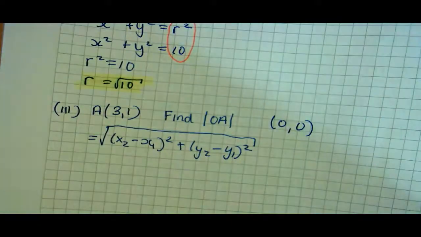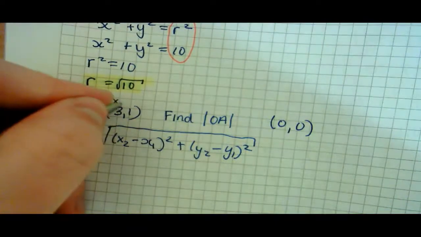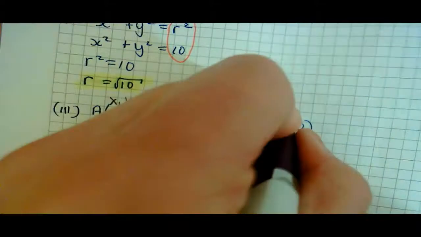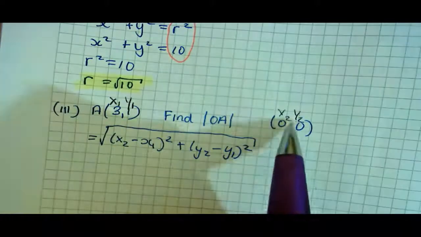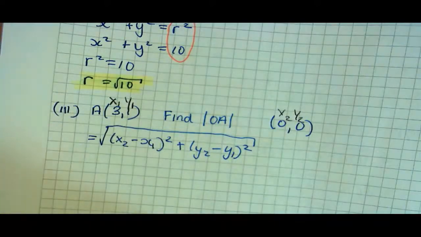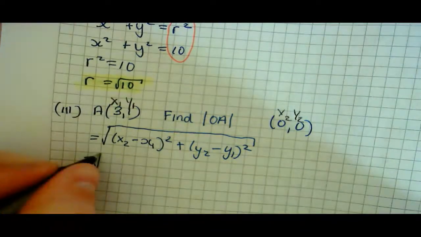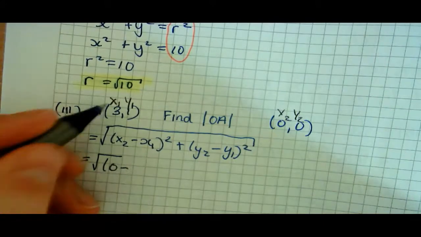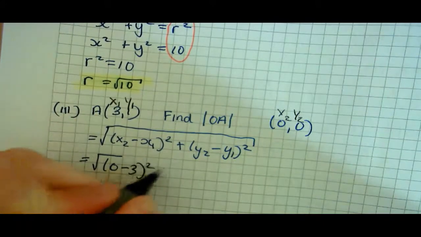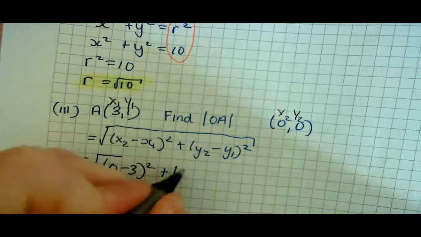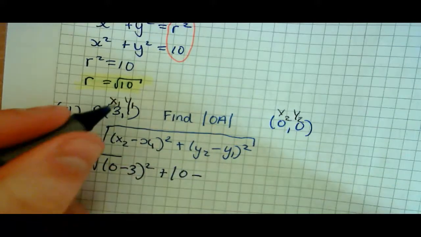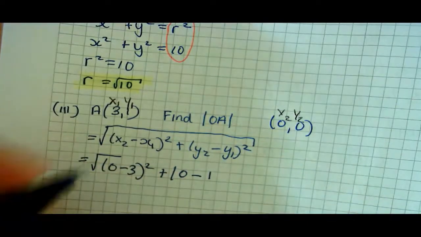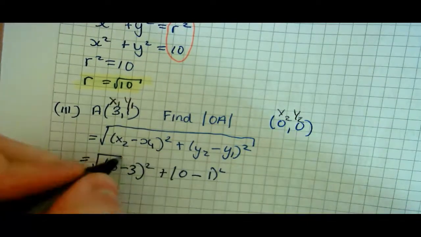So if I just label those x1, y1, again it doesn't matter which one you label x1, y1 and x2, y2, as long as these numbers here are both the same. So that's equal to the square root of x2, what did I label x2? It's 0, minus x1, which is 3, to be squared, plus y2, what did I label y2? It's 0, minus y1, what did I label y1? It's 1, and that's squared.